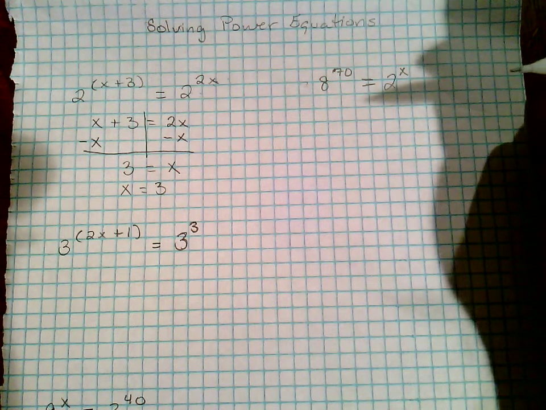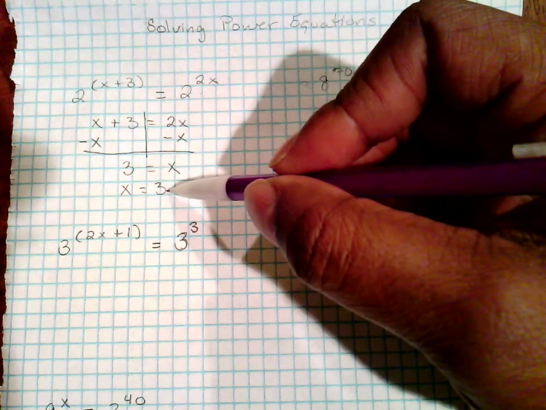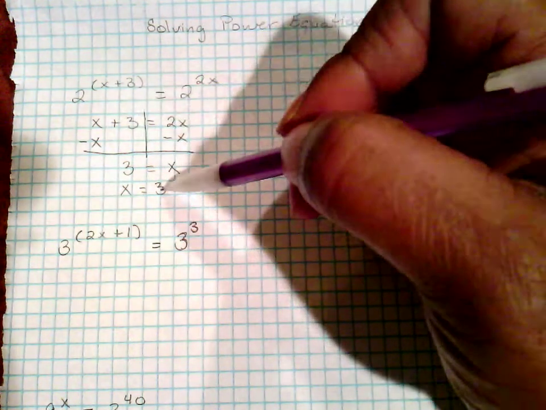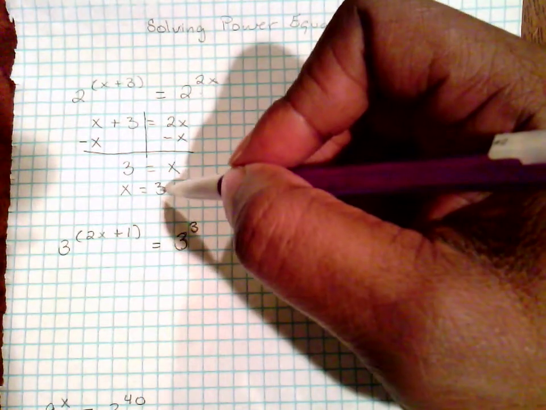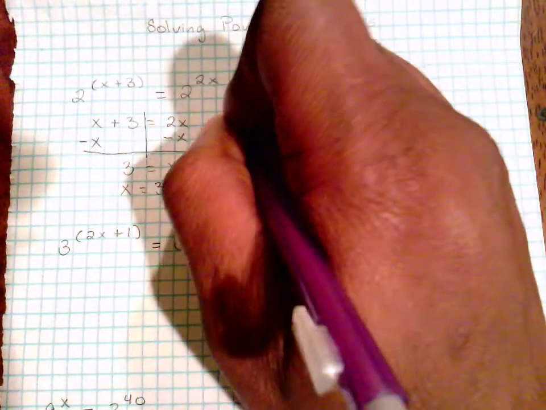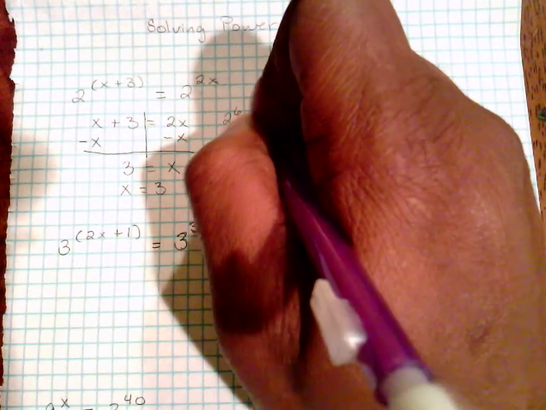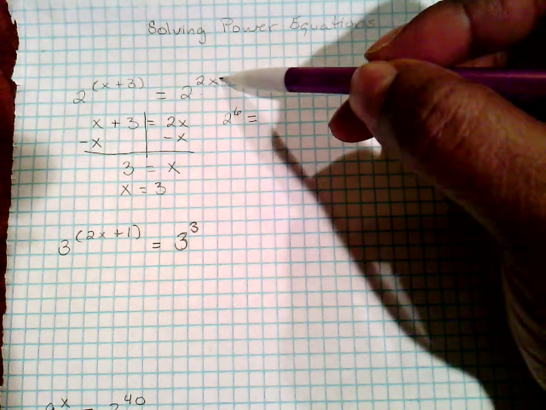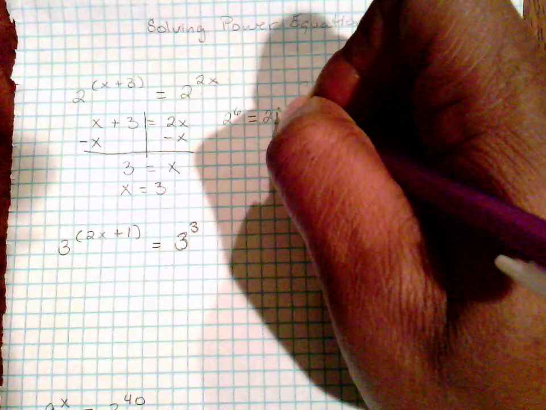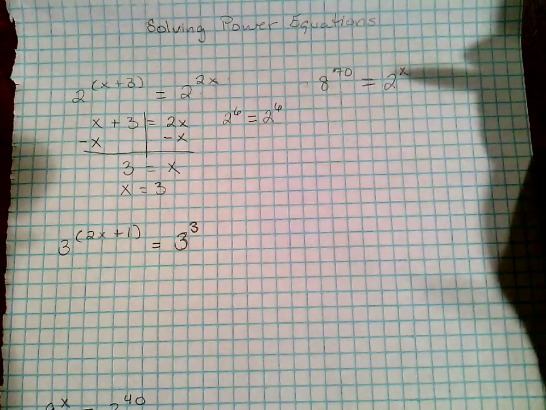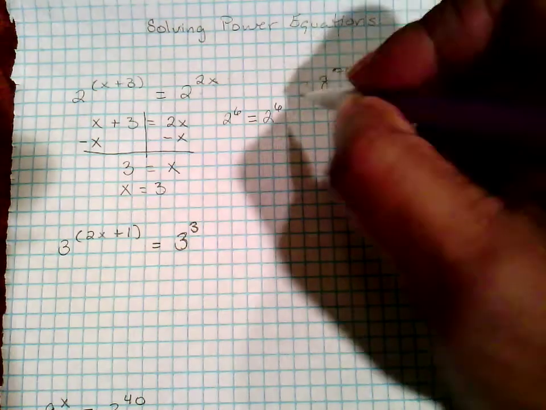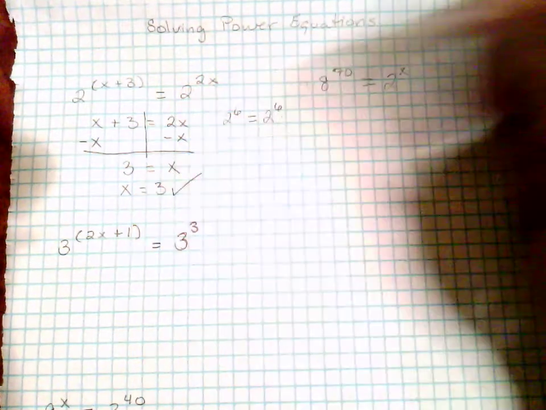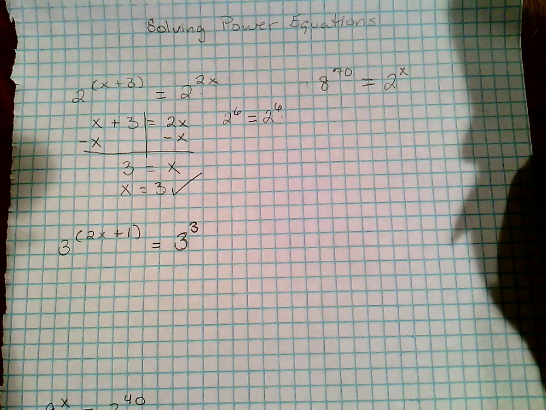And we can also check this. If we substitute 3 in for x on either side, we get 3 plus 3, which will give me 2 to the 6. And then substitute 3 here, that'd be 2 times 3, which is also 6. So that'd be 2 to the 6 equal to 2 to the 6. Since both sides are equal, then our solution, x equals 3, checks out.